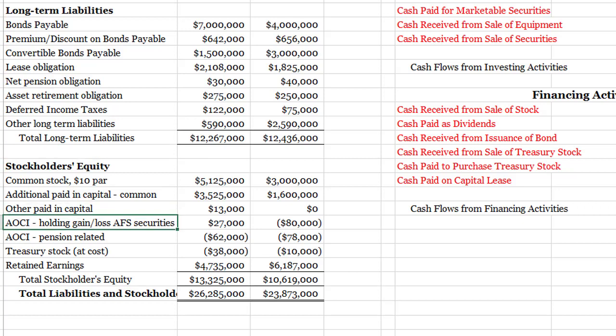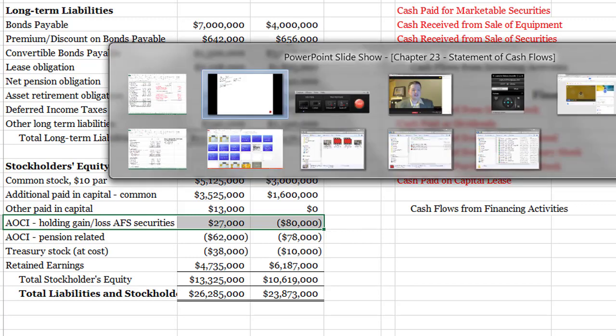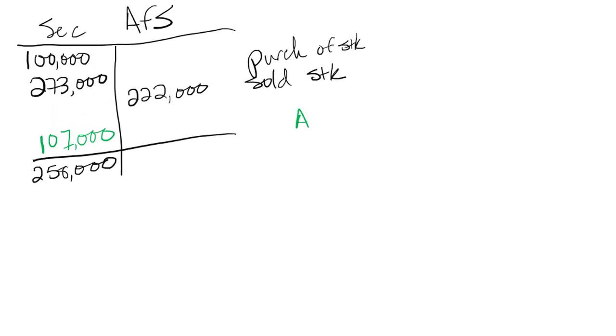And right down here, accumulated OCI, holding gains and losses for available for sale securities. So let's do that T account and see if that helps to account for that 107,000. So accumulated OCI, available for sale securities, started as a negative in the equity section. A negative in the equity section means it has the opposite balance of what equity accounts are supposed to have. So that's a debit.